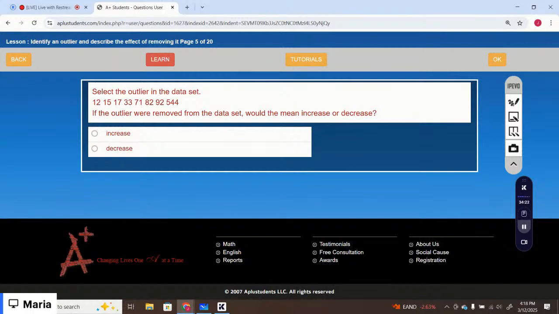Select the outlier in the dataset. If the outlier were removed from the dataset, would the mean increase or decrease? Which is the correct option? That is 544, and that is the greatest number. So if we remove the greatest number, it would be decreased.